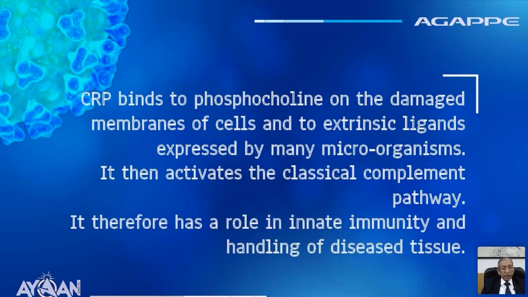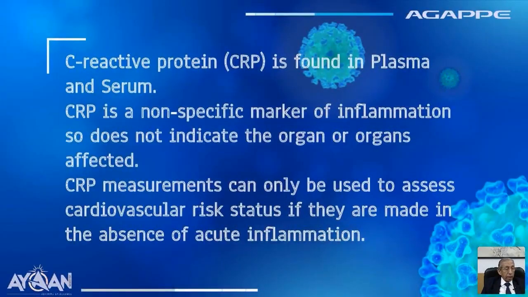CRP binds to phosphocholine on the damaged membranes of cells and to extrinsic ligands expressed by many microorganisms. It therefore activates the complement pathway, and CRP acts as a first line of defense against viruses and microbes. The C-reactive protein is found in plasma and serum. It is a non-specific marker of inflammation, so it does not indicate the organ or organs affected. Its measurements can be used to assess cardiovascular risk status.